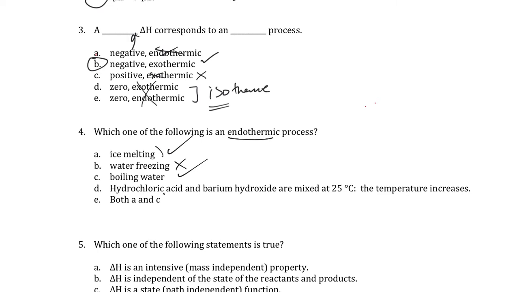When HCl and barium hydroxide are mixed together, the temperature of the solution increases. That means it's exothermic. It means the reaction is releasing heat. That's why the temperature is going up. So that would not be one of the answers. The endothermic reactions are A and C.